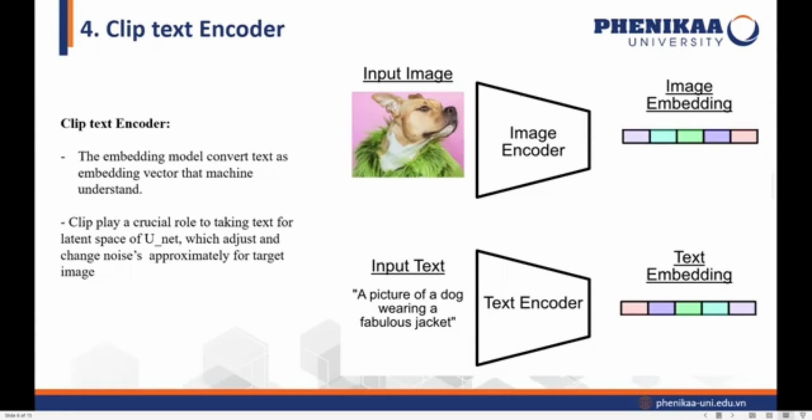The CLIP text encoder converts text into embeddings that the model can understand. The embeddings are passed into the UNet to generate the target image. This process helps the model understand the meaning behind the text and translate it into visual changes.